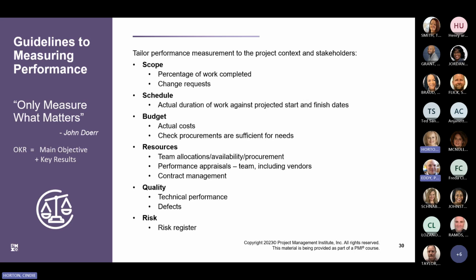Quality, too, is extremely important: what constitutes an acceptable output in terms of defects or other considerations related to quality. The project manager should tailor what needs to be measured and only measure what matters. Only measure what matters is a phrase commonly attributed to John Doerr, who is known for championing the use of objectives and key results, or what's sometimes called OKRs, to set goals. In this lesson, we'll look at evaluating project progress by the subtopics listed here and in this order: by scope, schedule, budget, resources, quality, and then by risk.